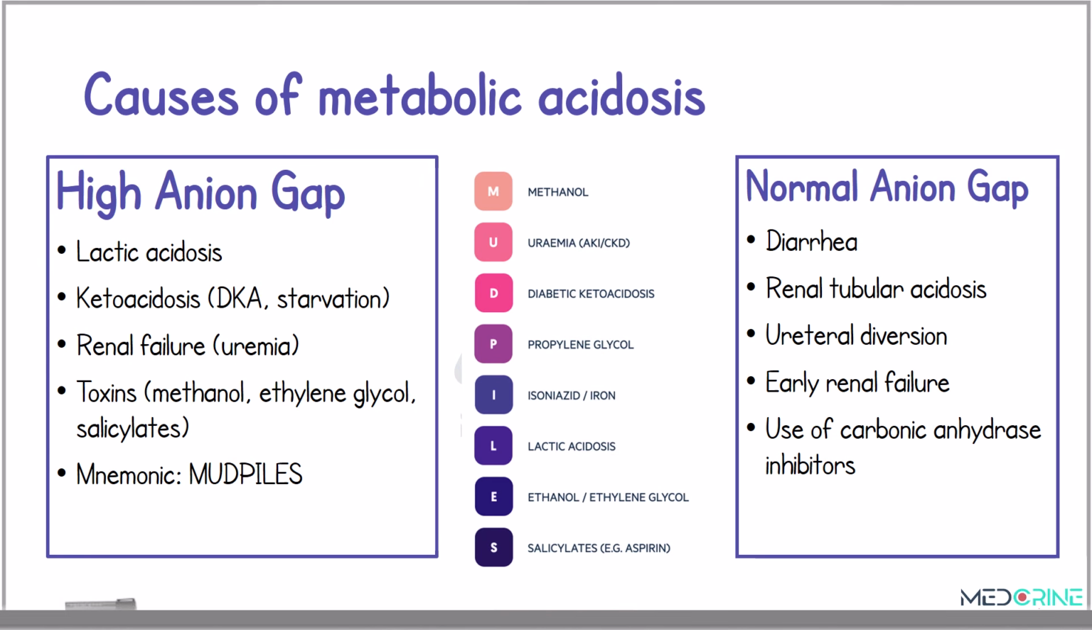Normal anion gap metabolic acidosis often arises from a gastrointestinal bicarbonate loss, for example diarrhea or renal tubular acidosis, and other causes include ureterodiversion, carbonic anhydrase inhibitors, and early renal failure.